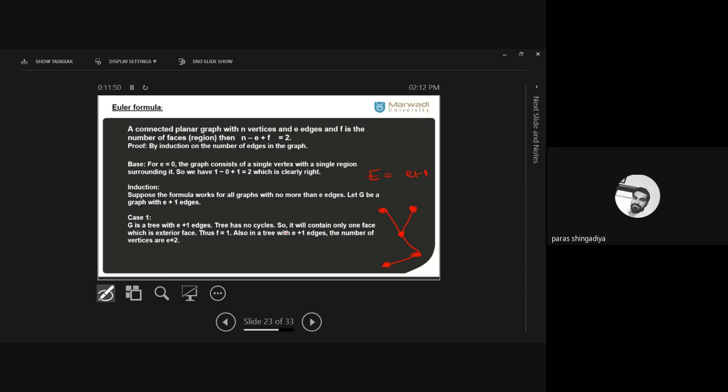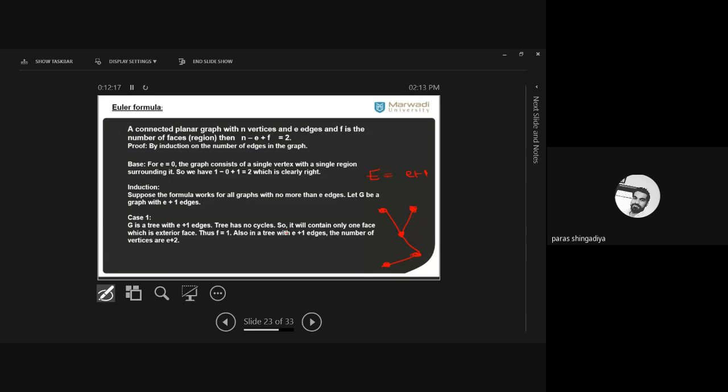So which face will be there? That is the exterior face, because inside we cannot define any connected area. So which type of face will it be? That is the one exterior face. So what does it mean? F is equal to 1. What is the meaning of that? How many faces will the graph contain? F is equal to 1. Clear? Is it clear up to this?